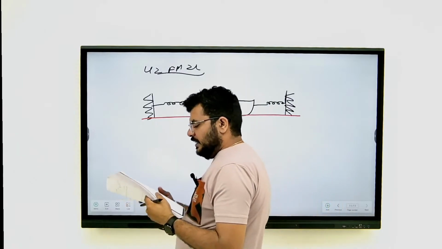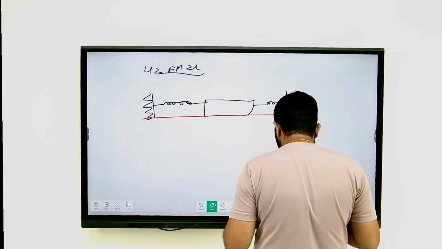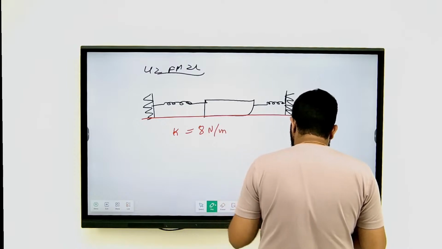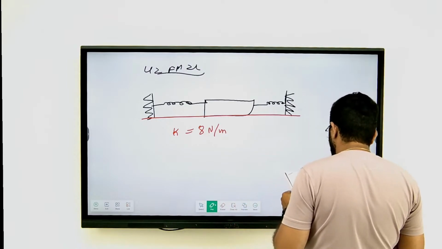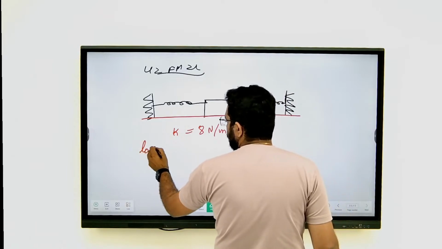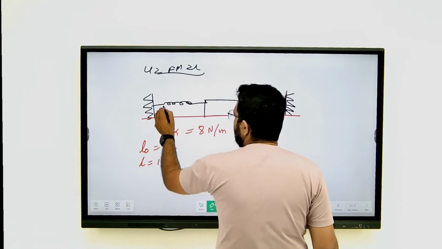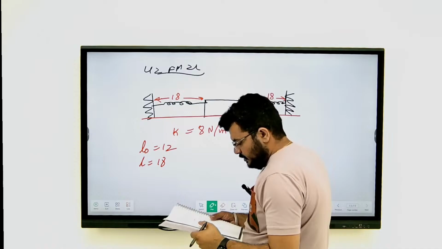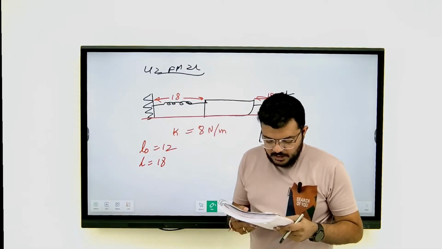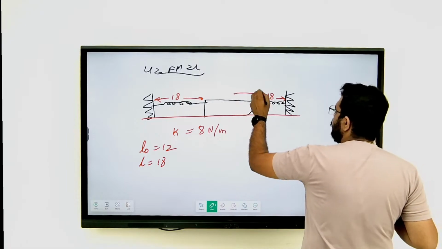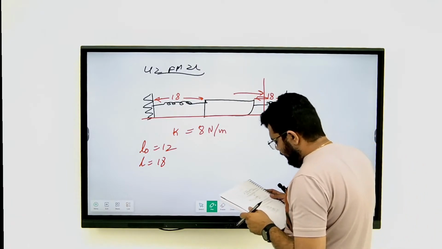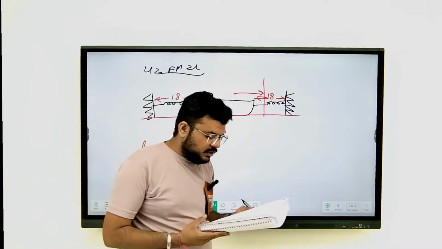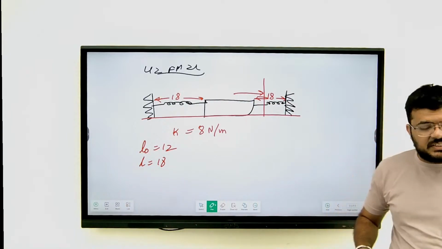The unstretched length of the spring is 12 centimeter. The spring constant K is equal to 8 Newton per meter. When the trolley is in equilibrium, the length of each spring is 18. So L0 is equal to 12, L is equal to 18. So this is also 18 and this is also 18. The trolley is displaced 4.8 centimeter to one side and then released. Assume resistive forces on the trolley are negligible. Show that the resultant force on the trolley at the moment of release is 0.77 Newton.